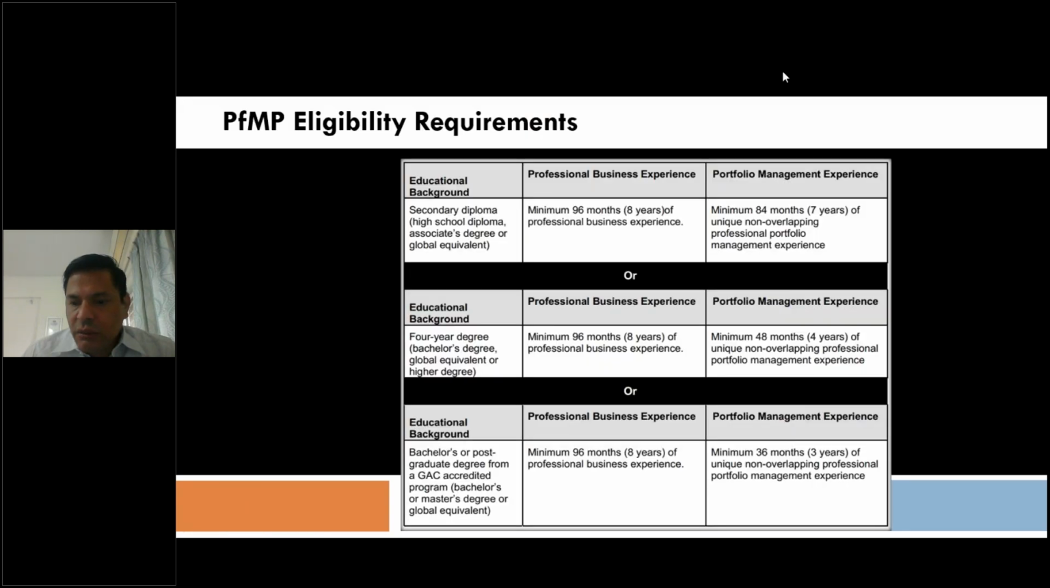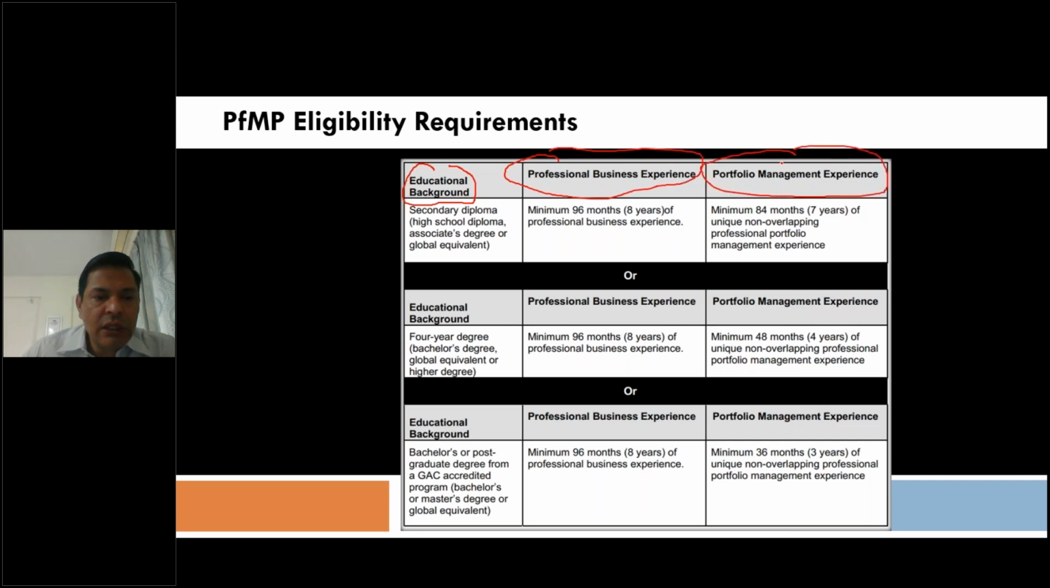Okay, great. So let's begin. What is the eligibility criteria? We will now talk about the eligibility criteria. So friends, let's talk about the educational background first, then we will talk about the business experience, and then we will talk about the portfolio management experience.